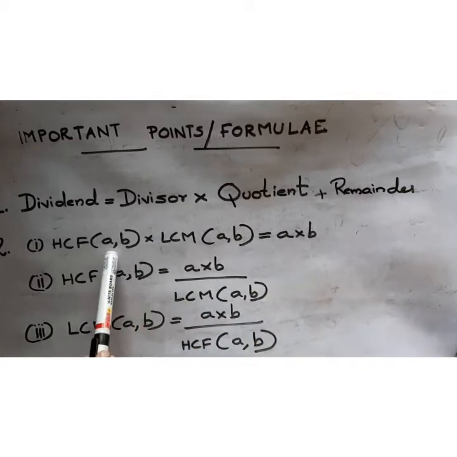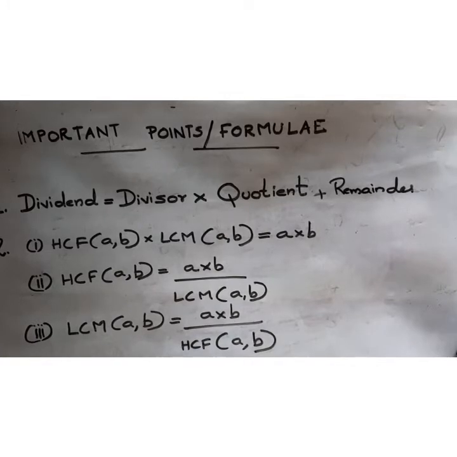Here A and B are any two numbers. In the questions, to find the product of HCF and LCM, you can directly find it by simply multiplying the two numbers A and B. That is, the answer of HCF of A, B into LCM of A, B will be just the product of those two numbers. That is the first equation in the second formula.